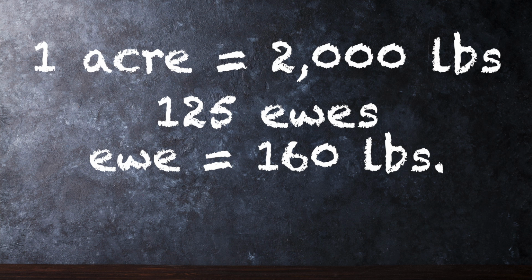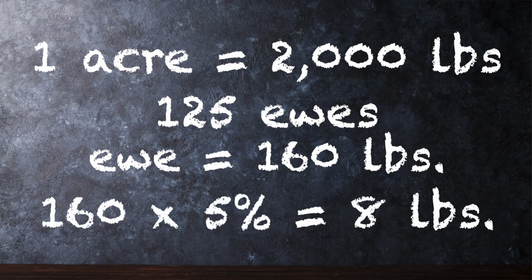Now, as people get used to it, 4% will be working. But the principle is exactly the same. And I take 5% because it makes the numbers easier as well. So if they got a 160-pound ewe at 5% of her body weight, that's going to be 8 pounds. That means one ewe is going to eat 8 pounds of dry matter a day. So if you got 125 ewes, they're going to graze 1,000 pounds. 8 times 125 is 1,000.